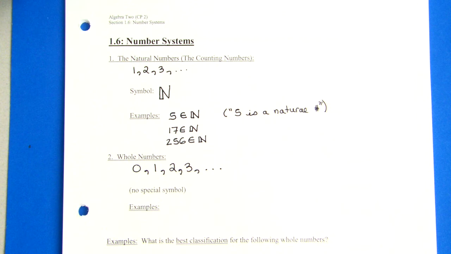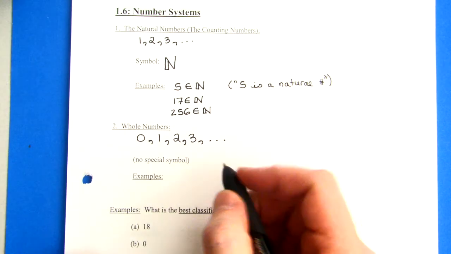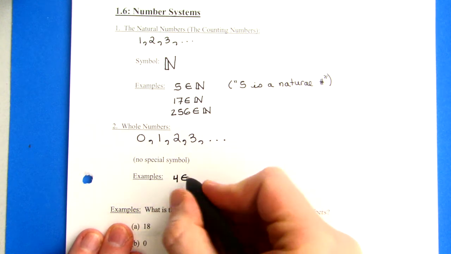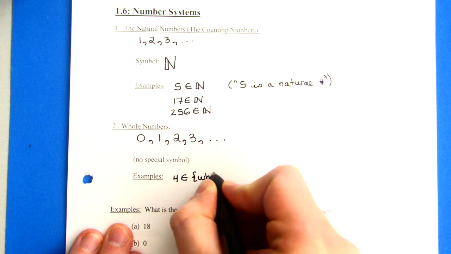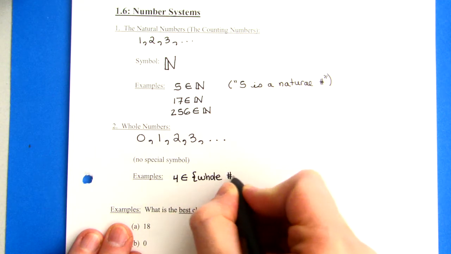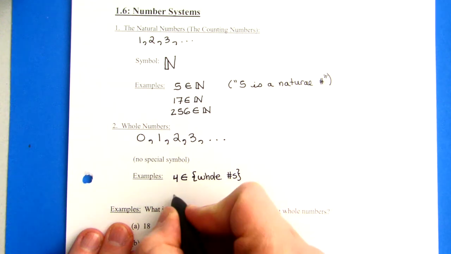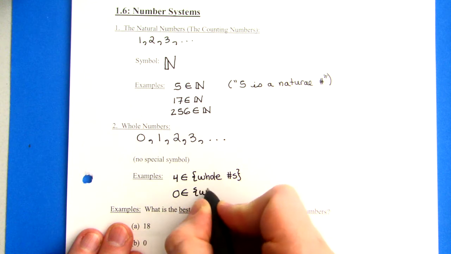Okay. The whole numbers really just add 0 into the natural numbers. We don't have a special symbol for the whole numbers, so to show whole numbers, since there's no special symbol, I can write it like this. Whole numbers inside set braces. 4 is in my set of whole numbers. 0 is also in my set of whole numbers.